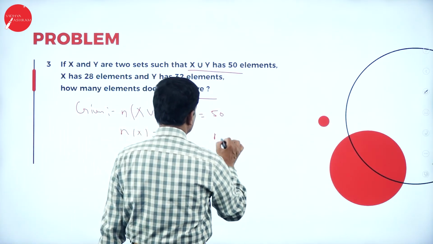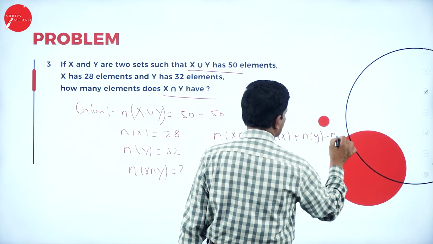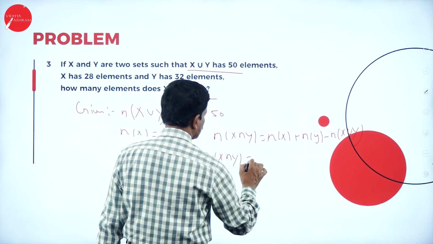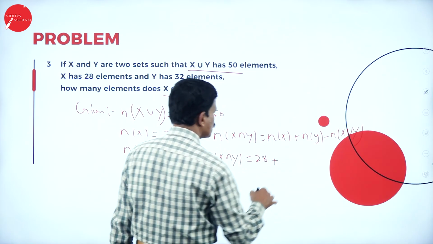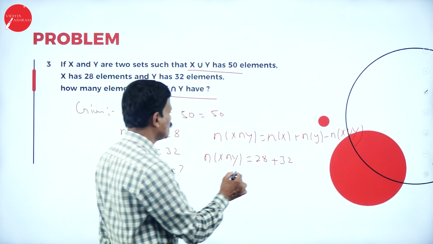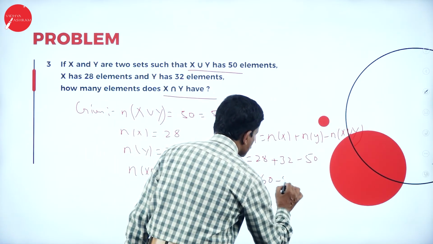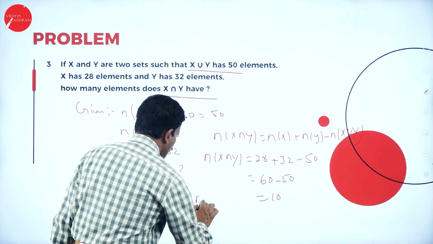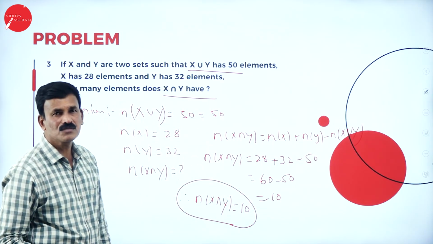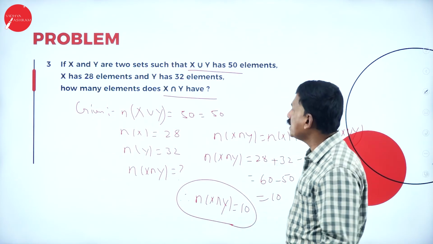Now, we know the formula: N of X intersection Y is equal to N of X plus N of Y minus N of X union Y. Substitute, that's it. N of X is 28, N of Y is 32, so 28 plus 32 minus 50. What is this equal to? 28 plus 32 is 60, minus 50. 60 minus 50 is equal to 10. So the number of elements which are common in X and Y, N of X intersection Y, is 10. That's it. Same type problems. All these three problems are of same type. Okay, hope you followed. Now let us come to the next problem.